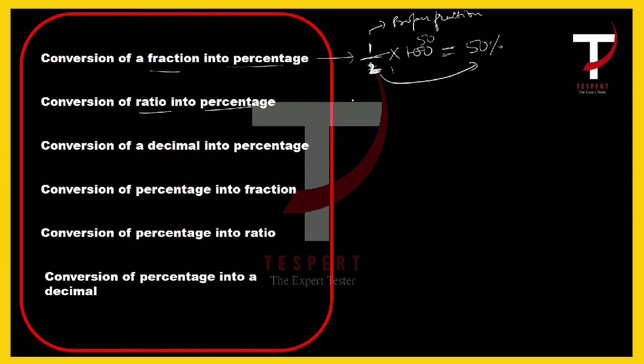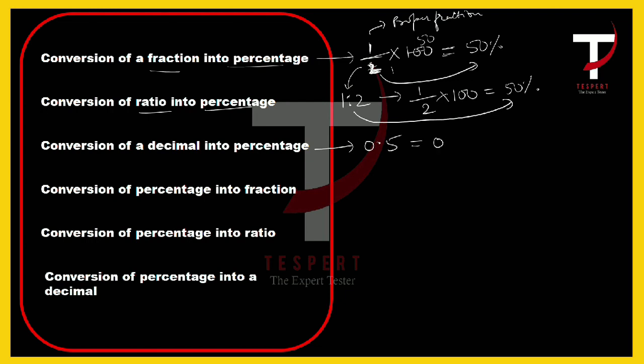So we converted fraction into percentage. Ratio into percentage. Okay, so let us take the same example. 1/2 can be expressed as 1:2 in ratio form, okay. So how to convert 1:2 into percentage? 1:2 means 1/2 again, and multiply it with 100, we get 50%, right? So we converted ratio into percentage. Now decimal into percentage. Take any decimal, let's take 0.5. 0.5 is a decimal, right? So how can we convert into percentage? Just multiply 0.5, any decimal with 100. We get 50%, right? We converted decimal into percentage.